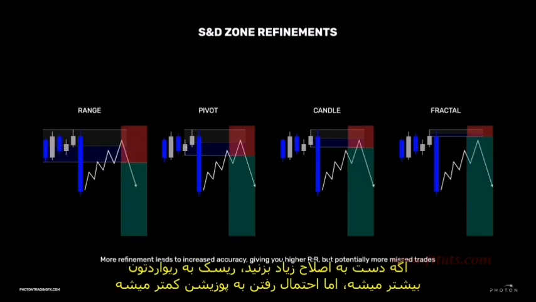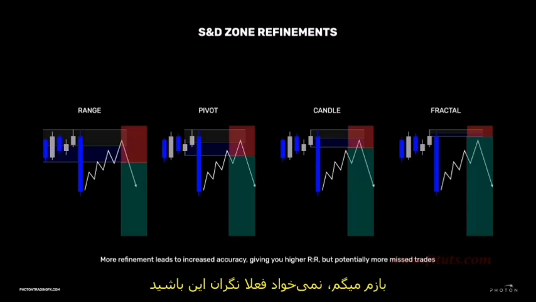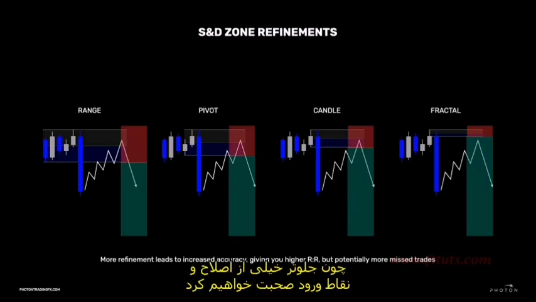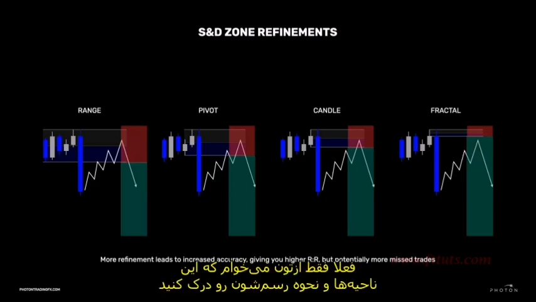So it's that balance between over refining to get the higher reward to risk and then potentially getting fewer entries. But again, don't worry too much about this right now, because we will talk about entries and refinements a lot more as we go along. For now, I just want you to really understand the different ways in which valid zones can be drawn, okay?